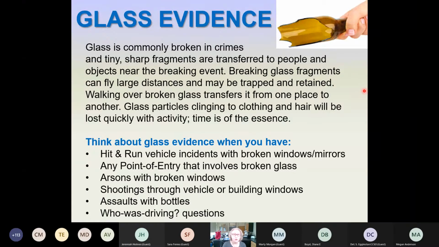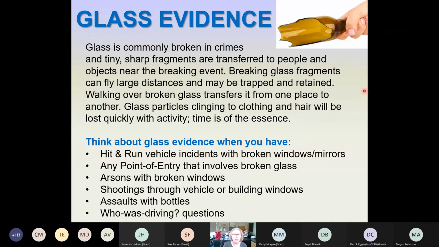However, particles of broken glass don't stay forever on a person's clothing or in their hair. During normal activity, they will be lost quickly, so time is of the essence. On the other hand, they may be lost to a place that you can later gather and collect them.